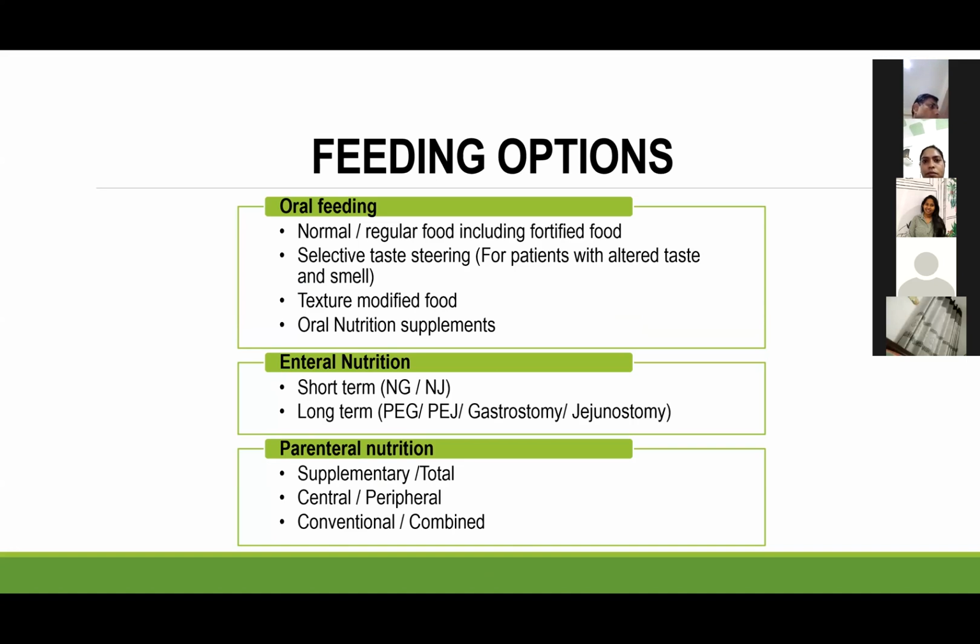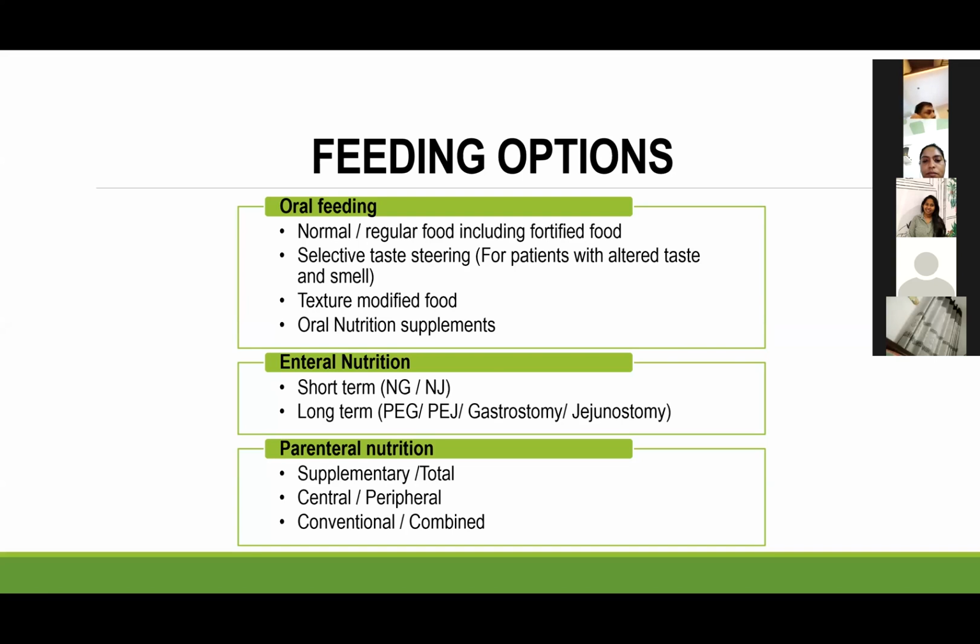and what are the options we have to use in these patients. The first one is oral feeding. If they are able to, then we have to go for oral feeding, and it may be normal, regular or fortified food. But they have problems like mucositis, taste problems, and altered smells. So we always have to look at selective taste steering and texture modified food. These are very important with these patients. And then if things are not working, we have to think about oral nutrition supplements.